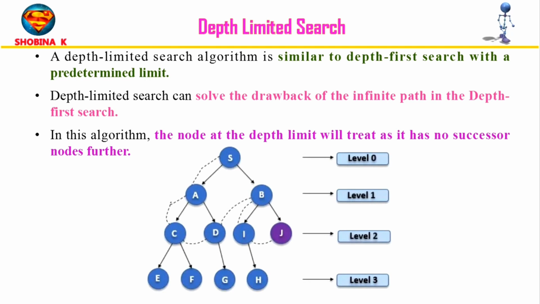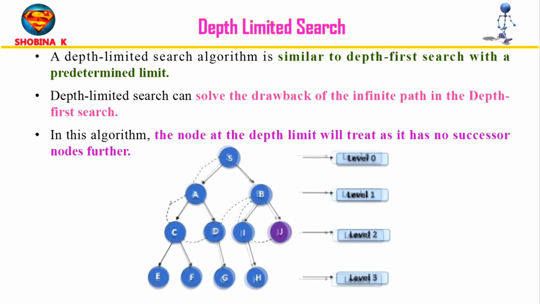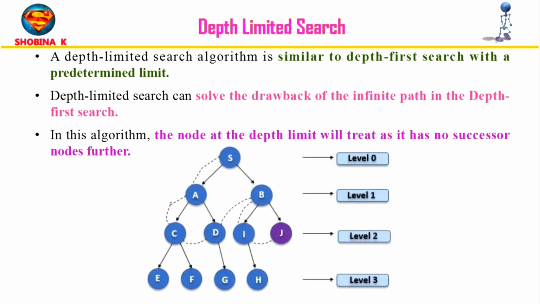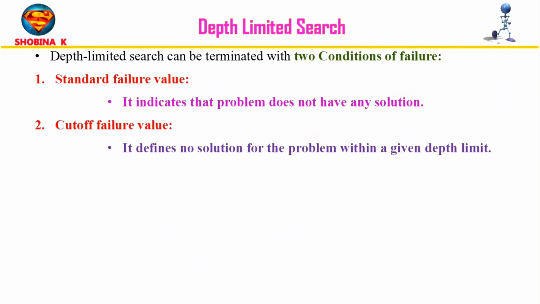To avoid the infinite loop status while executing the code, the depth limited search algorithm is executed into a finite set of depth called depth limit. And in this algorithm, the node at the depth limit will be treated as if it has no successor nodes further. Depth limited search can be terminated with two conditions of failure: standard failure value and cutoff failure value. The standard failure value indicates that the problem does not have any solution. And next, the cutoff failure value. It defines no solution for a problem within a given depth limit.